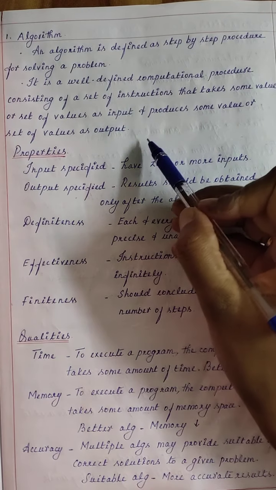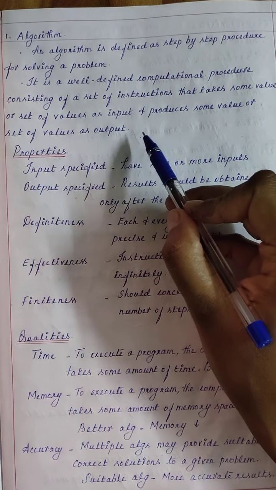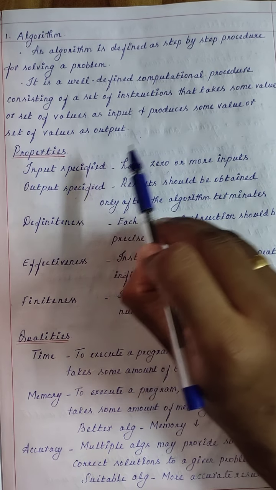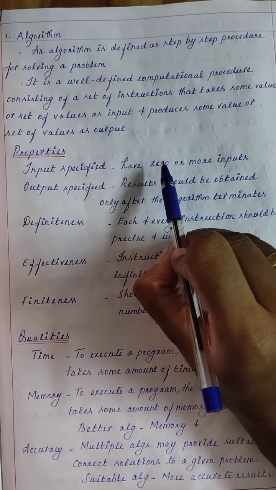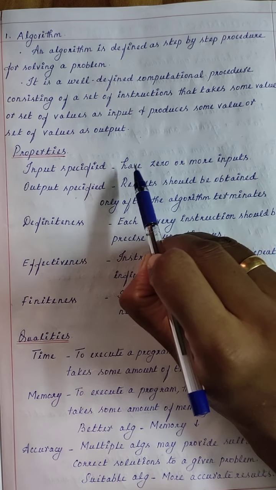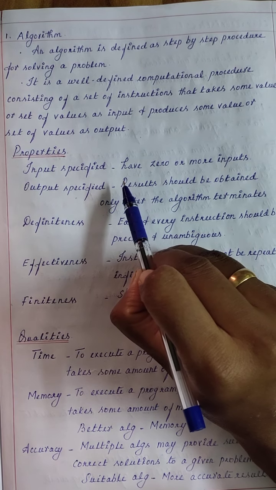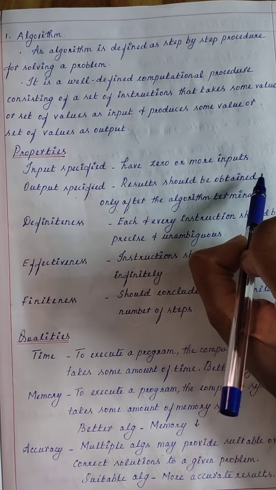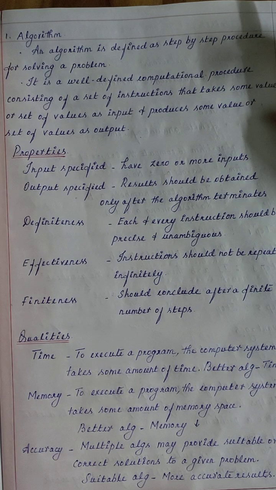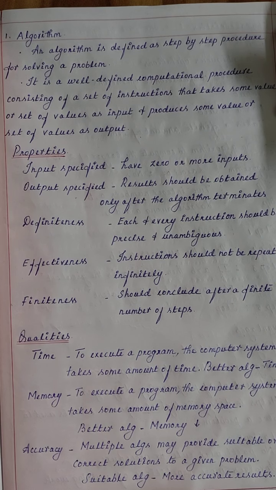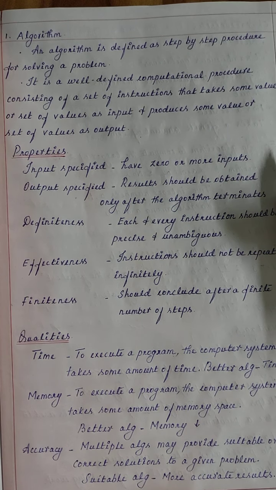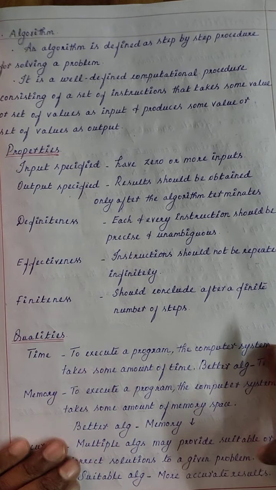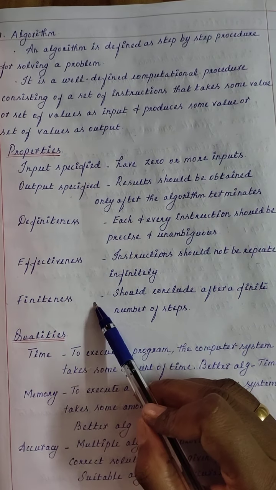Okay, and the second definition is that the algorithm is going to take some input and produce some output. It can accept a value or a set of values as input and produce a value or a set of values as output. Okay, so this is the simple introduction to the algorithm, and next we are going to see its properties. Here they mention five properties.